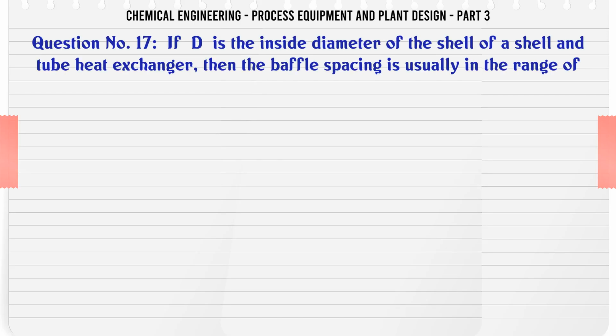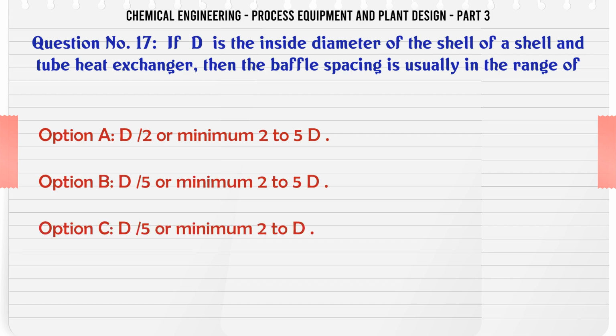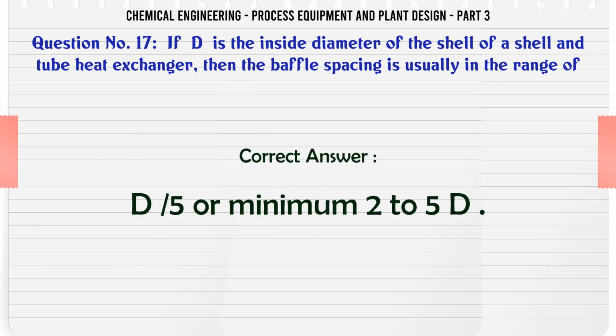If D is the inside diameter of the shell of a shell and tube heat exchanger, then the baffle spacing is usually in the range of A. D/2 or minimum 2 to 5D. B. D/5 or minimum 2 to 5D. C. D/5 or minimum 2 to D. D. None of these. The correct answer is D/5 or minimum 2 to 5D.